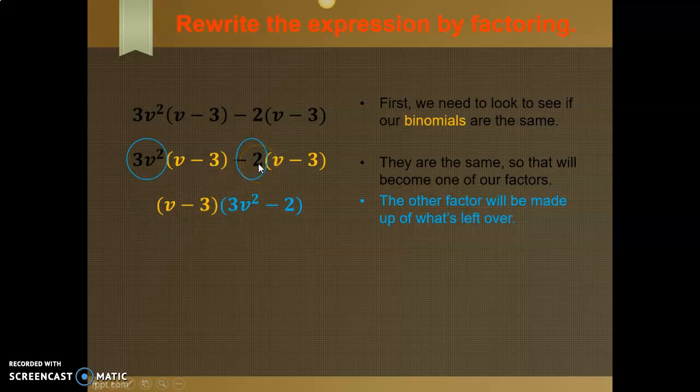Then our other factor is going to be what's left over in the problem. What's left over is going to be the 3v squared and the negative 2. So that becomes our second part of our factoring. We end up with v minus 3 times 3v squared minus 2.